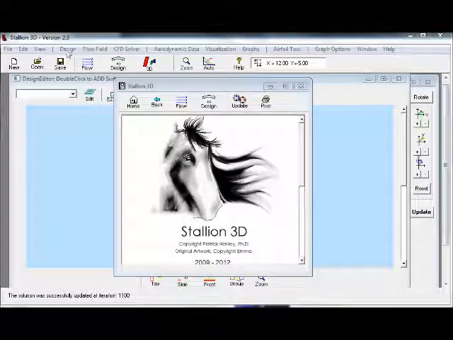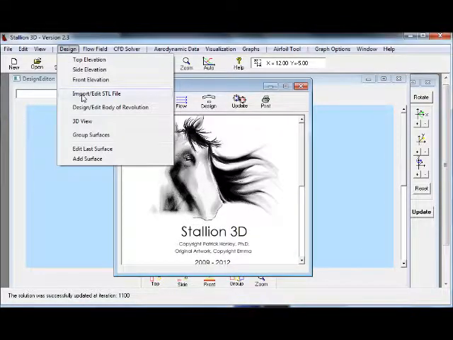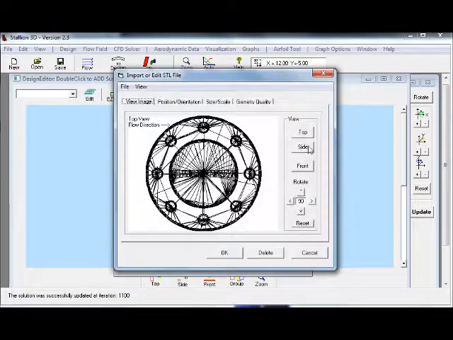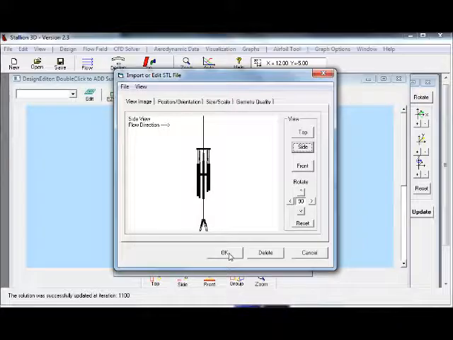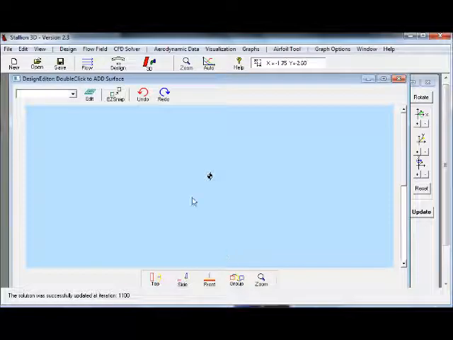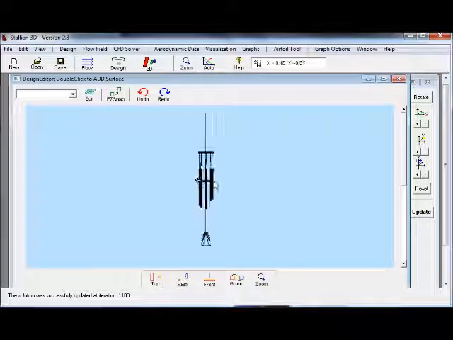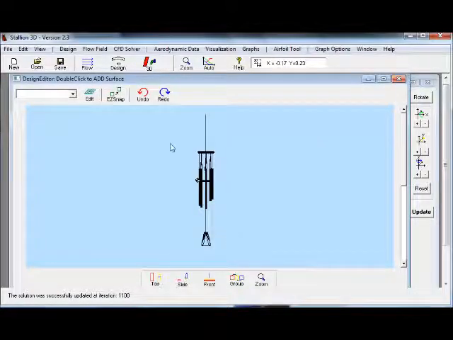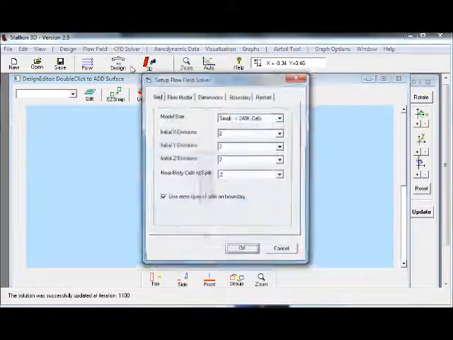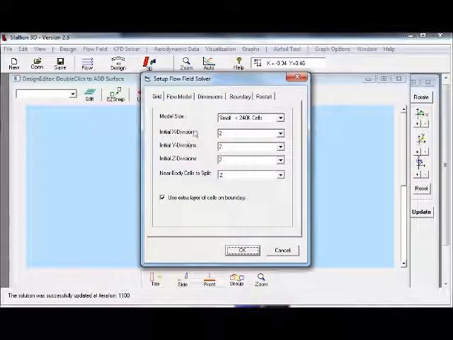For simulation Friday, we are looking at analyzing a wind chime. We got this file from turbosquid.com and we put it into Stallion 3D to see how this wind chime might work. We set up the flow field and then we set the flow solver to analyze on the Navier-Stokes equation.